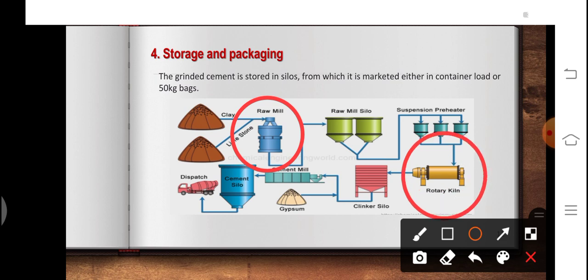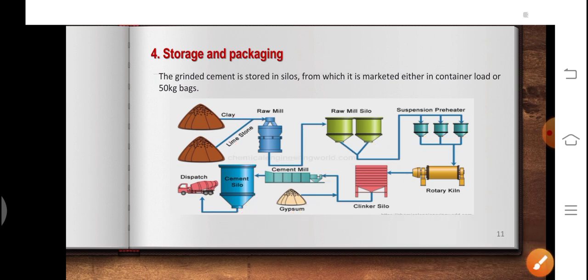After removal from the rotary kiln, the clinkers are then cooled and ground. Here the gypsum is added. Gypsum is added during the grinding, and finally they are again stored in silos, and then they are packed and dispatched. So this is the overall process of the manufacturing of Portland cement.